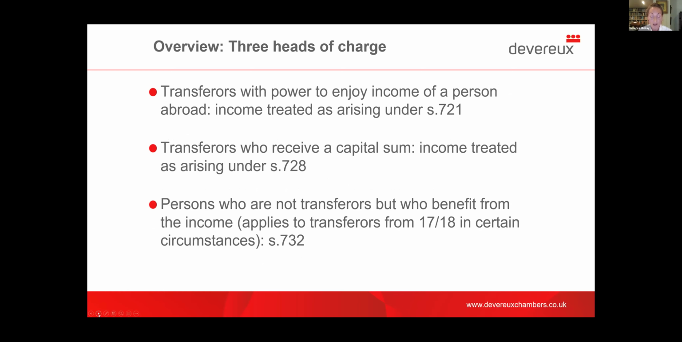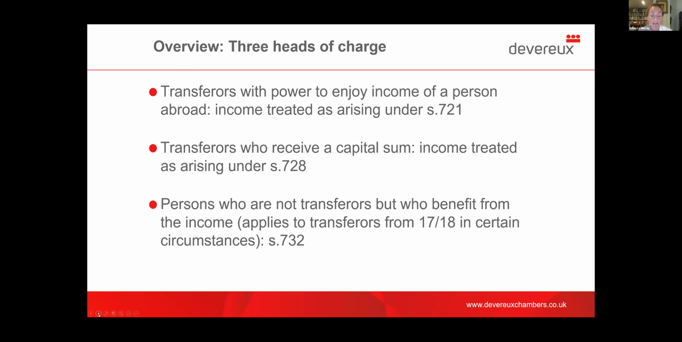So the first head applies to a transferor who has power to enjoy the income of the person abroad. And in terms of quantum, under this head, all of the income arising to the person abroad is potentially deemed to arise and be chargeable on the transferor, regardless of whether he in fact receives anything at all. And there are several detailed conditions which determine whether a person has power to enjoy, and they are notably broad.